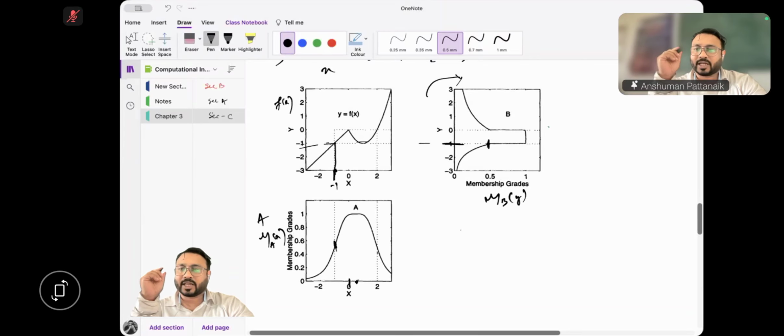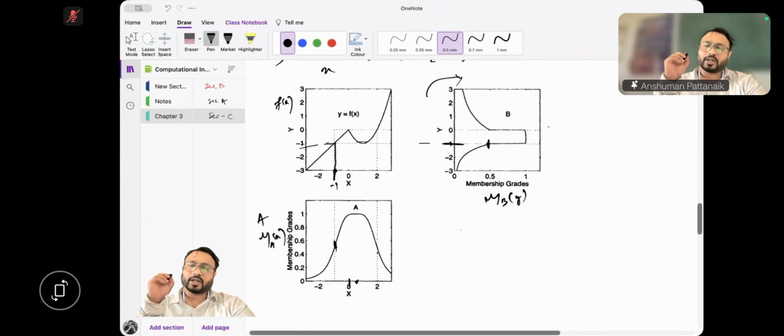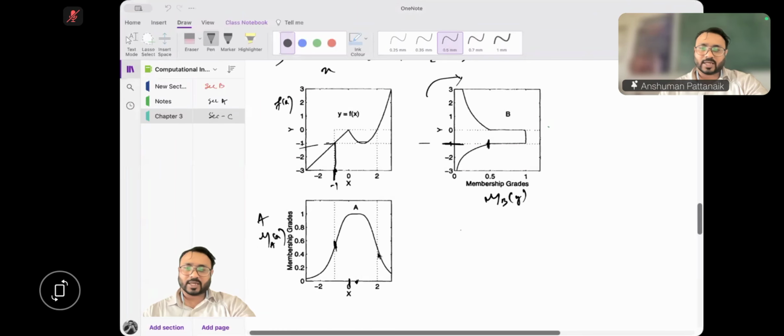Okay, this is the understanding of extending continuous inverse of set A to set B.